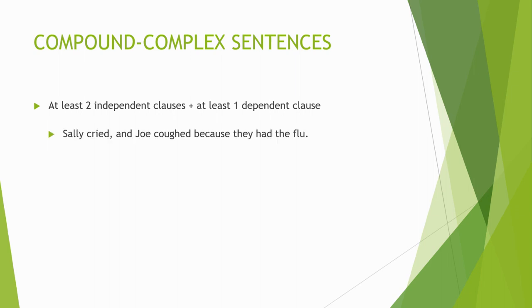So an example of what that would look like. Sally cried and Joe coughed because they had the flu. Sorry, that was supposed to be Sally sneezed, but apparently Sally cries when she has the flu. I got my examples mixed up, but it still is an example of a compound complex sentence.